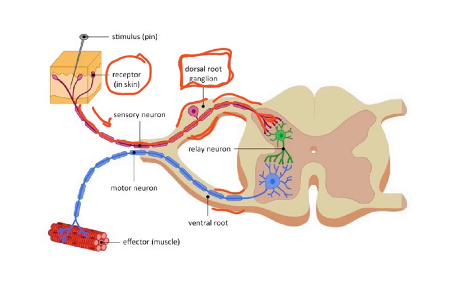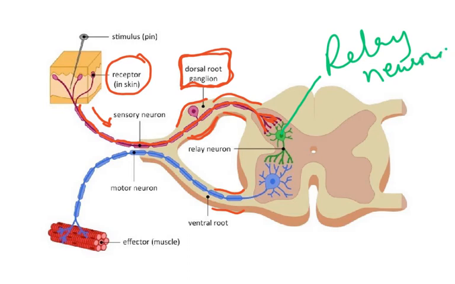So this will be the sensory neuron, and then it synapses with this relay neuron. And you see the relay neuron is inside the spinal cord. And then it synapses, so there will be a synapse here, there will be a synapse here, and there will be a synapse here. Wherever two neurons meet, there are synapses.